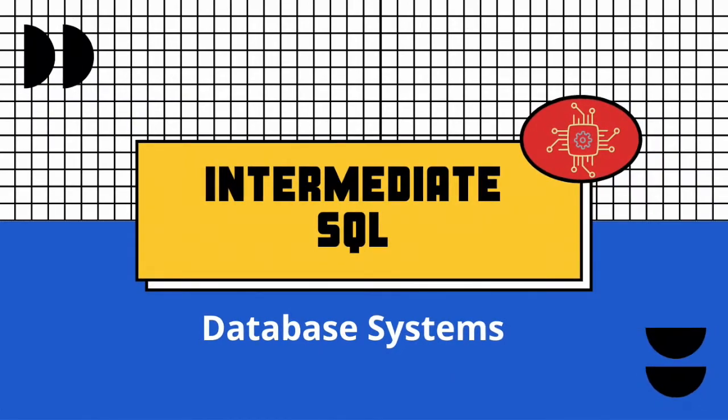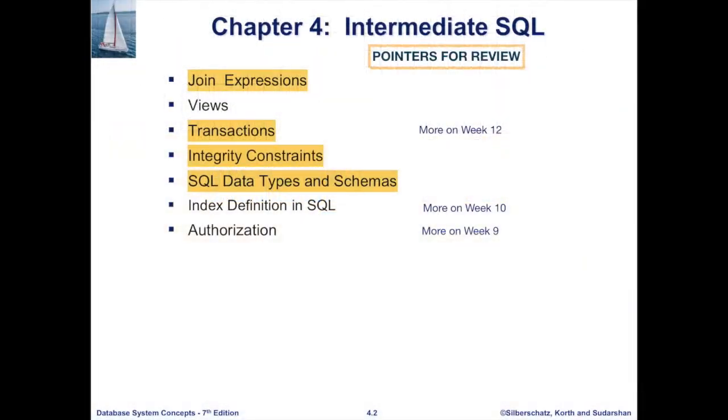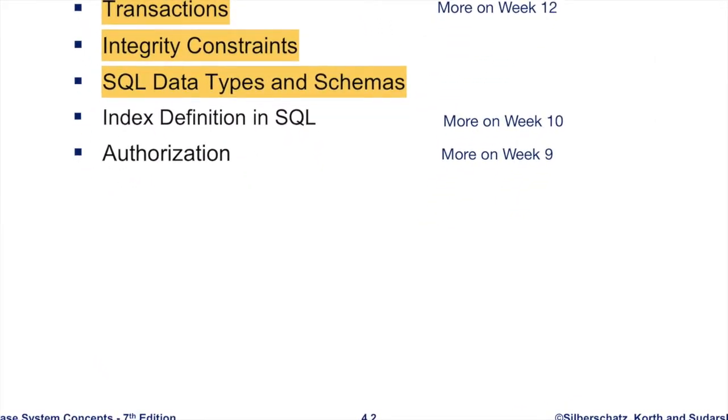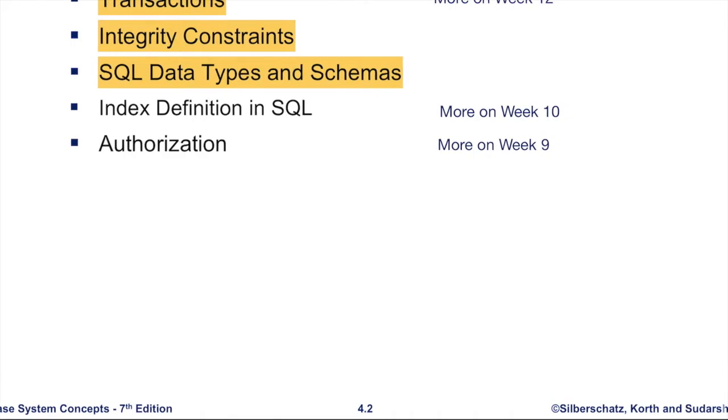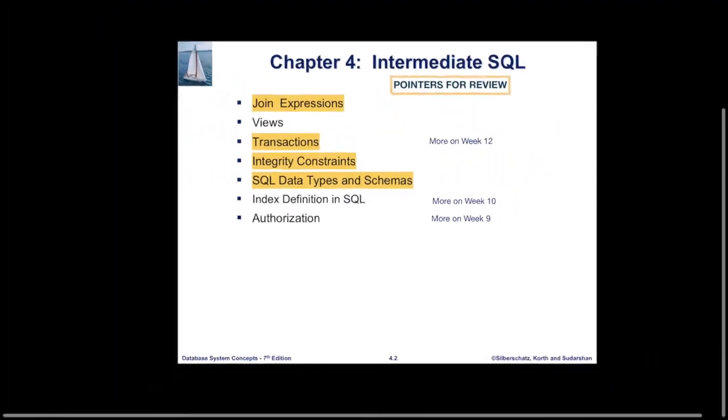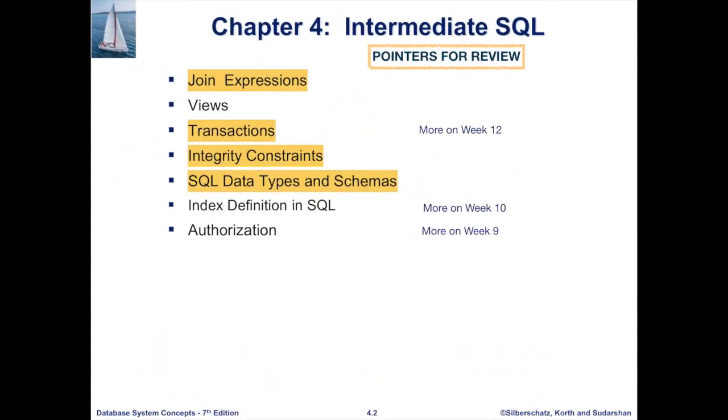So for our week 4, we will discuss intermediate SQL. This is for the second part of week 4. For this video, we will be discussing integrity constraints, SQL data types and schemas, index definition in SQL, and authorization. So let's start with integrity constraints.